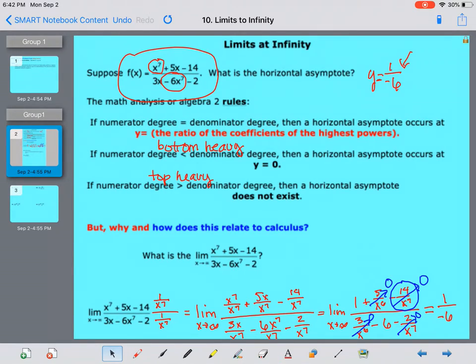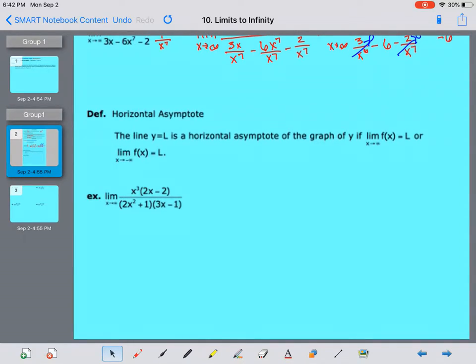Now, if we think about this, that goes back to the definition of a horizontal asymptote. The true definition says the line y equals L, L being some numerical value, is a horizontal asymptote of the graph if the limit as x approaches infinity or the limit as x approaches negative infinity is that value. So the definition of a horizontal asymptote is based on the limit as we approach positive infinity and negative infinity.